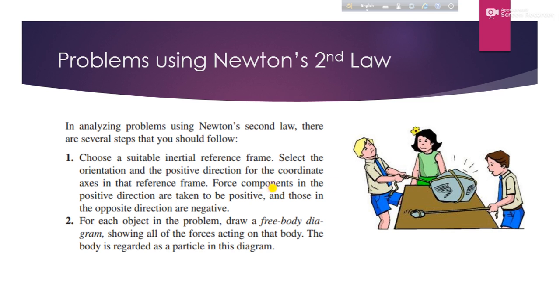So first we need to choose a suitable inertial frame. We already know what an inertial frame is. The frames in which the law of inertia is applicable are called inertial frames. Now we need to first select the frame to which it is applicable. Just like in this figure, we can consider this table to be an inertial frame, a rest frame. Then we need to see whether this table is an inertial frame or not. If the frame is inertial, then Newton's second law is applicable, otherwise not.